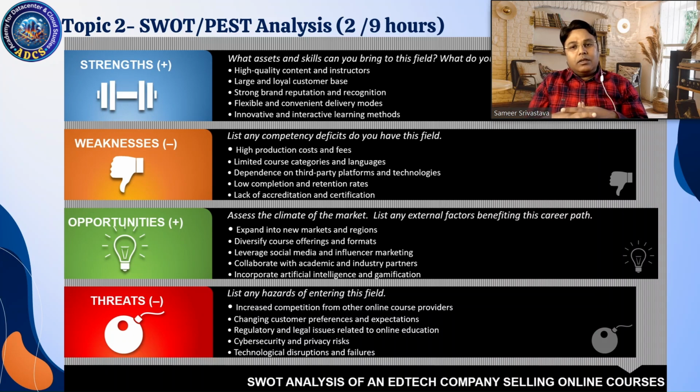Then the weaknesses. So you have to list out any competency defects which you have in the field in which you are operating. For example, the high production costs and the high fees. So if you have very high fees, like IIMs have launched so many courses, IITs have also launched so many courses, but they are pretty high. So everybody cannot afford. Similarly, limited course categories and languages.